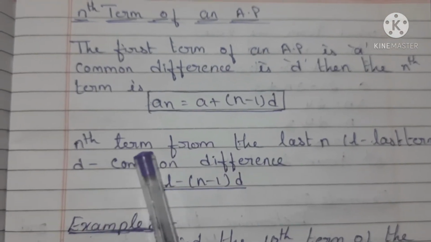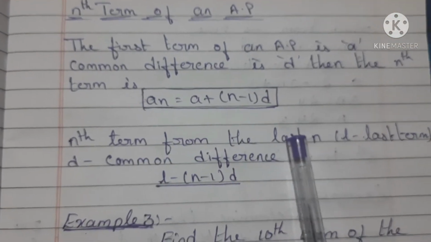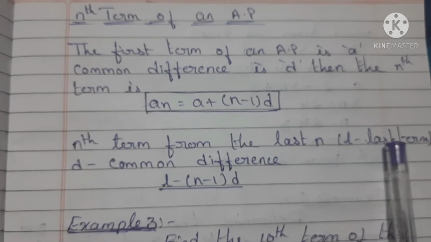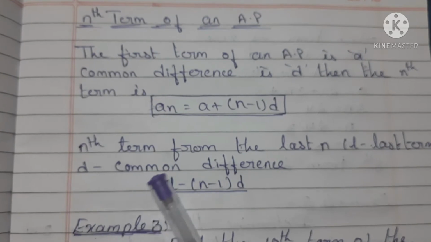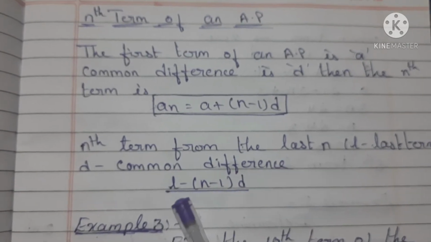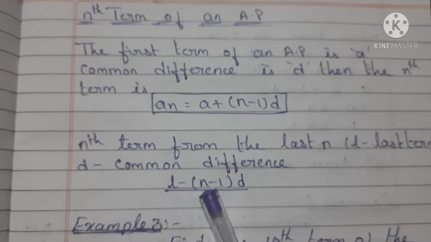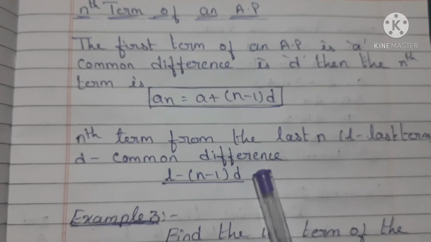Now the nth term from the last: L is the last term and D is the common difference. Therefore, it is L minus (n minus 1) into D.